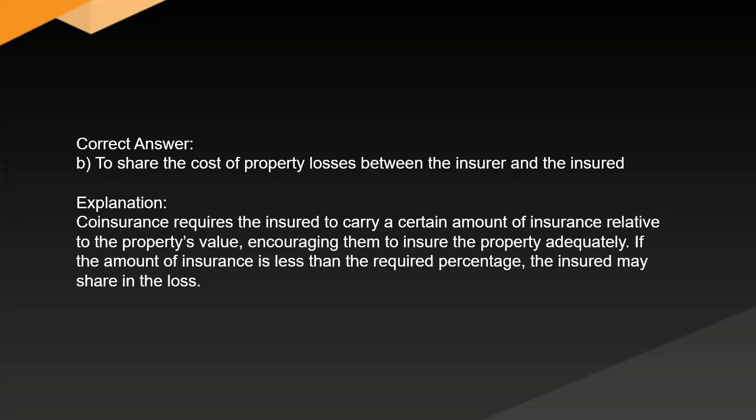Correct answer: B. To share the cost of property losses between the insurer and the insured. Explanation: Coinsurance requires the insured to carry a certain amount of insurance relative to the property's value, encouraging them to insure the property adequately. If the amount of insurance is less than the required percentage, the insured may share in the loss.